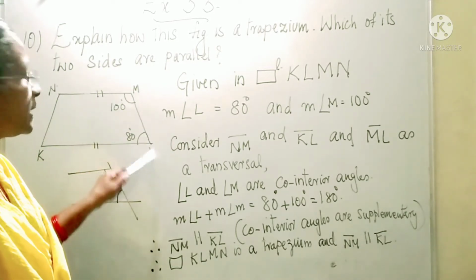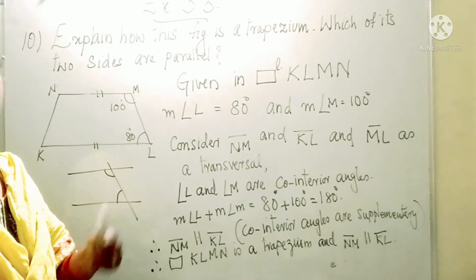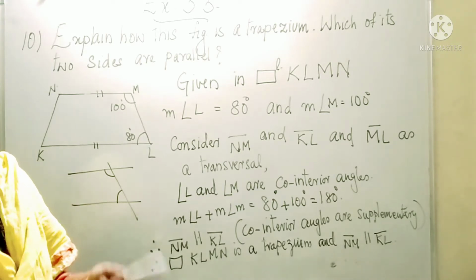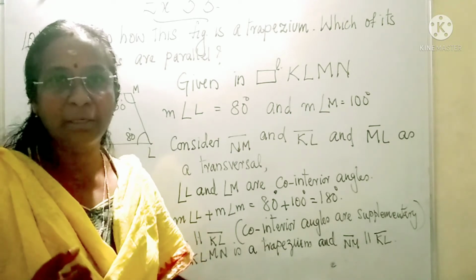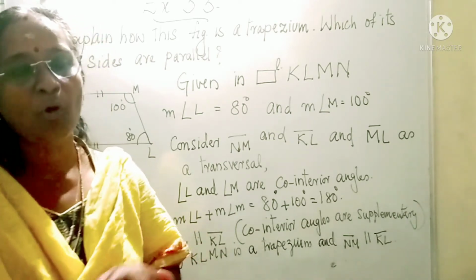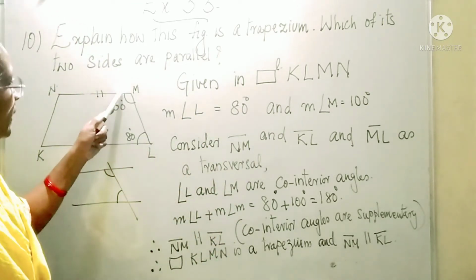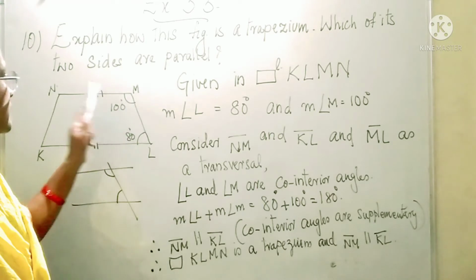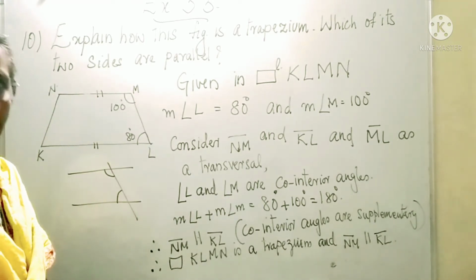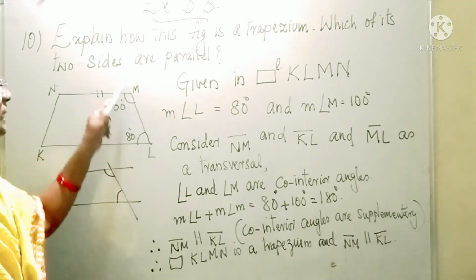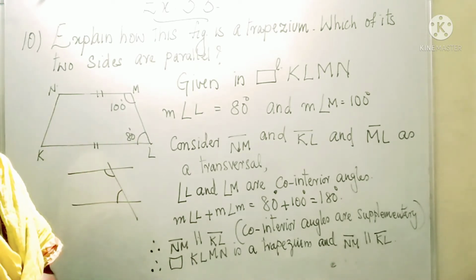When a transversal intersects two lines at two different points, in 7th standard we have learned that many types of angles are formed. Which types of angles are formed? Corresponding angles, alternate angles, co-interior angles, right? In this case, NM and KL are two lines, and this is considered as a transversal. And these two angles are co-interior angles.